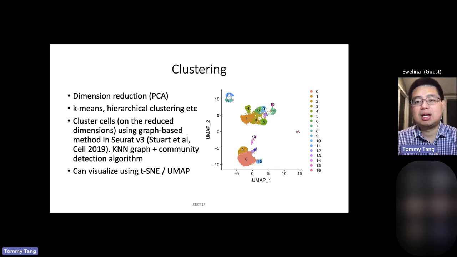So the function of the mathematically identified cell clusters needs to be interpreted in the context of biology knowledge. In other words, finding the clusters is math. Interpreting the clusters is an art.